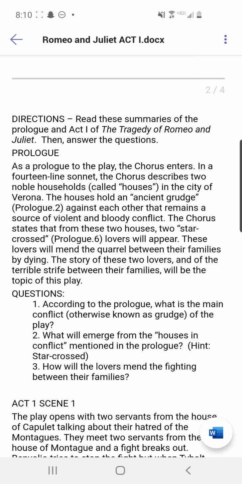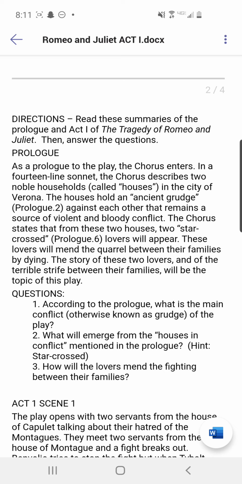Okay, so the prologue is super important because it tells you the entire story from beginning to end, all in a very short paragraph. So the questions are, according to the prologue, what is the main conflict, otherwise known as a grudge, of the play? If you look, there's the household, an ancient grudge, the houses, and that is the conflict. That means that there are two families fighting each other, and we don't really know why they fight. We just know that they've been fighting.